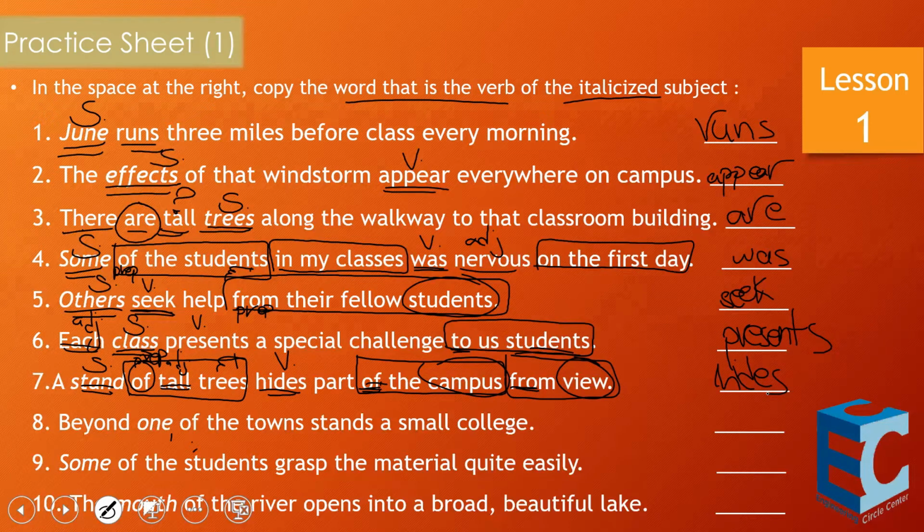Beyond one of the towns stands a small college. Of the towns. برضو preposition. Towns بالذات بدها اسم مجرور of. Stands a small college. Beyond one stands a small college. So one is the subject. Stands is the verb. So the verb is stands.